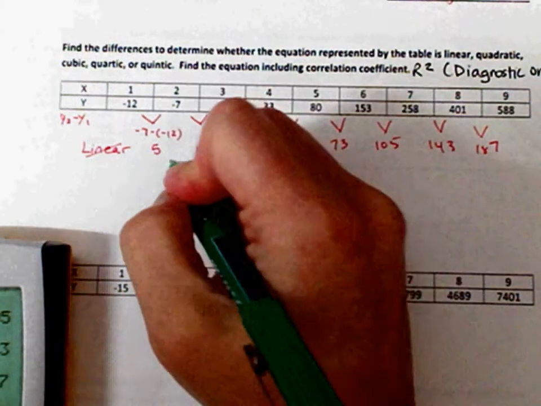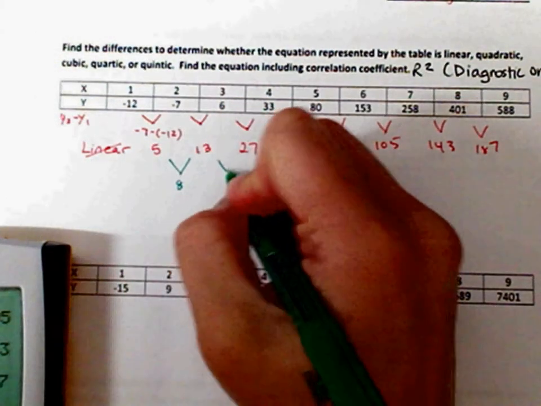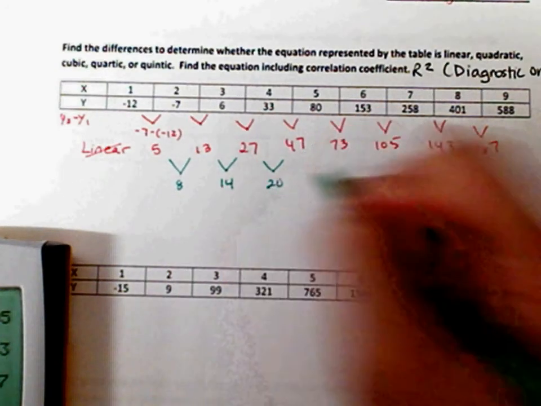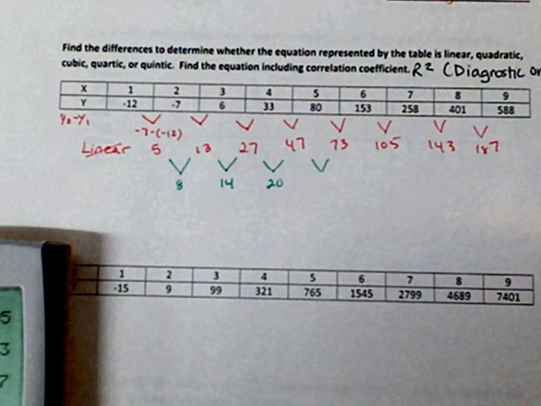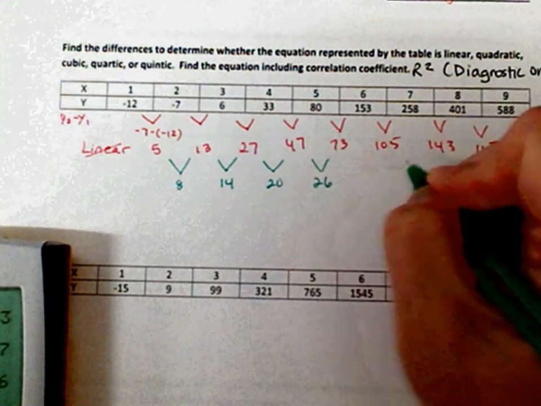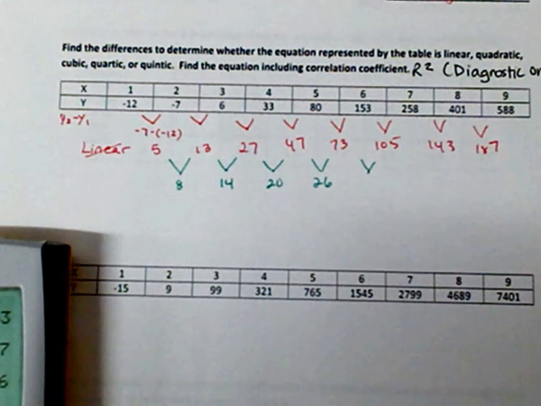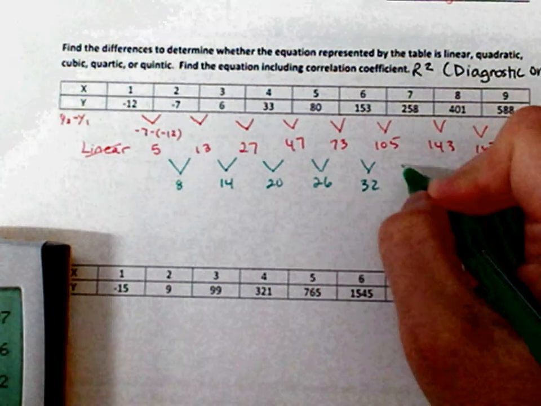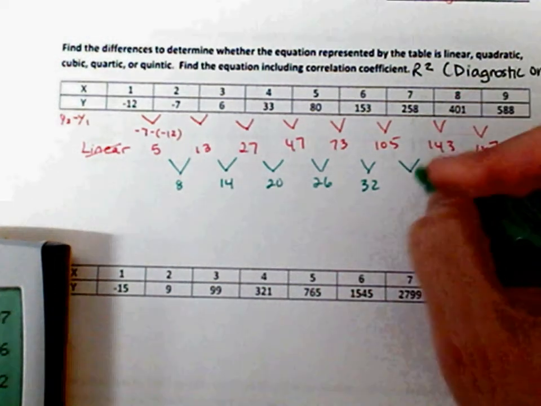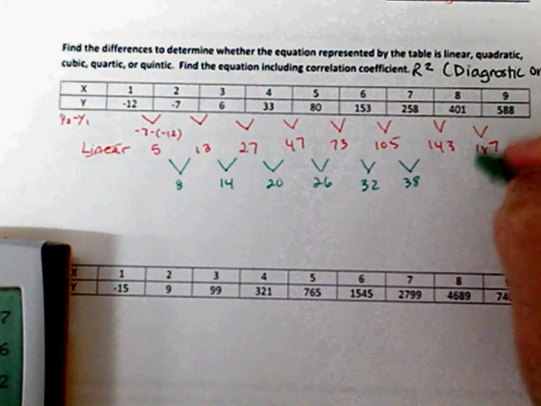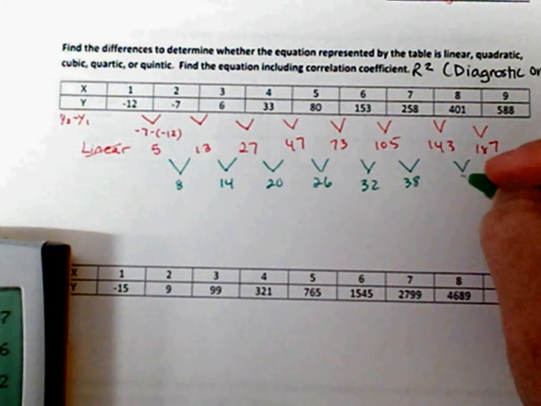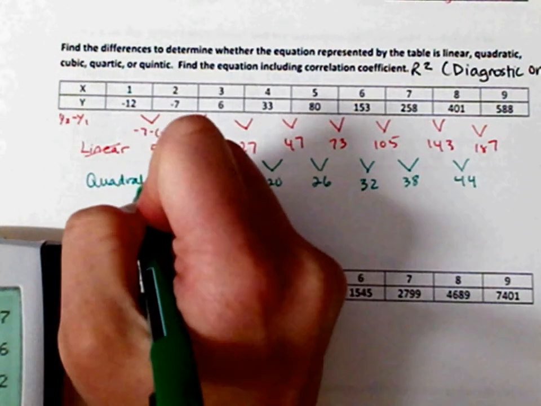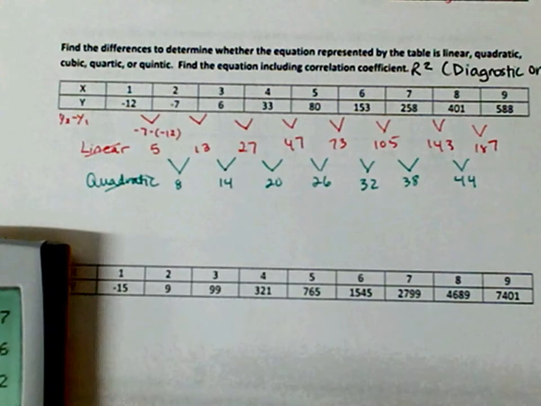So let's see. 13 minus 5 is 8, 27 minus 13 is 14, 47 minus 27 is 20, 73 minus 47 is 26. 105 minus 73 is 32. I'm starting to see a pattern. 143 minus 105 is 38. 187 minus 143 is 44. And that means this one is not a quadratic. All right, continue on.